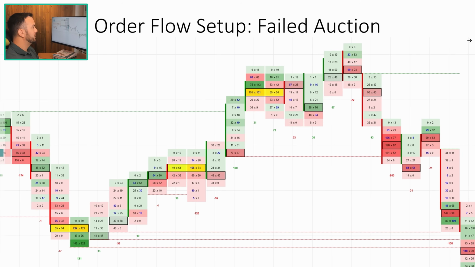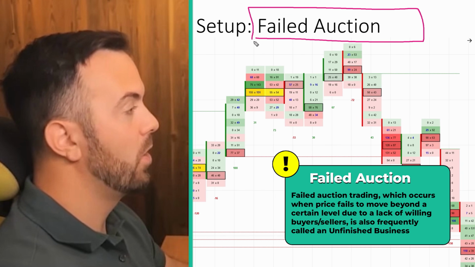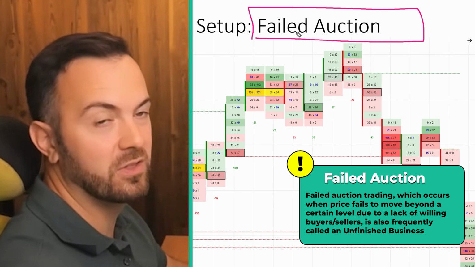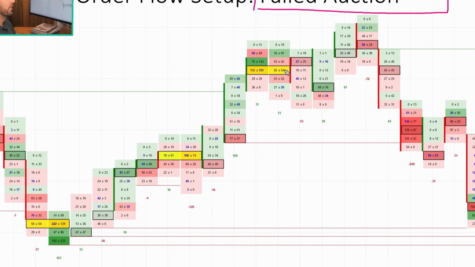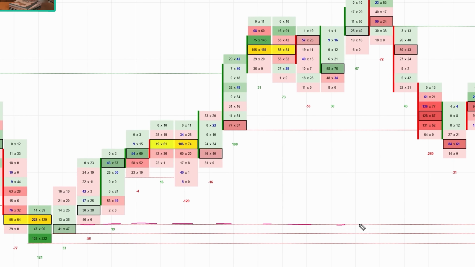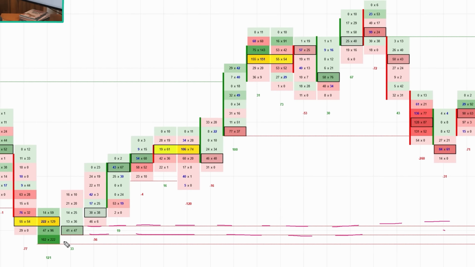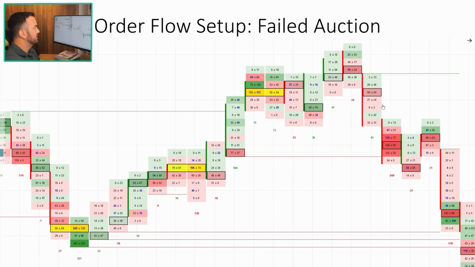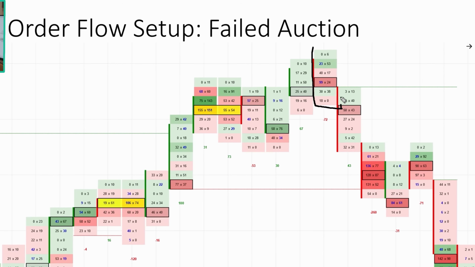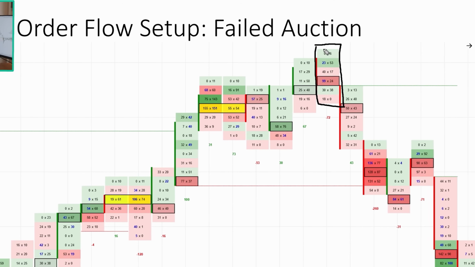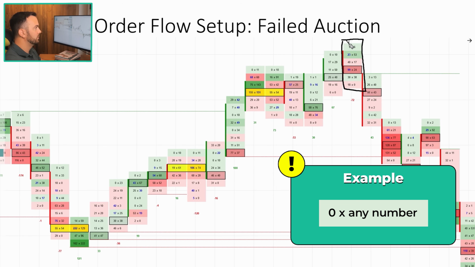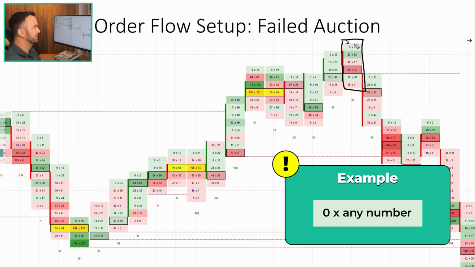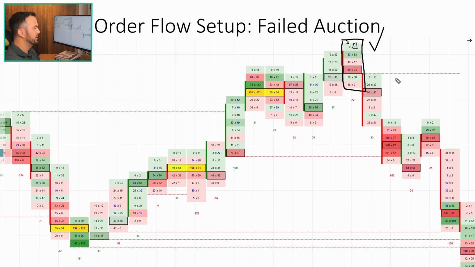The concept I'd like to share with you is the failed auction, or it could also be called the unfinished business. My software draws the failed auction lines automatically, like this red line, and this red line. What the failed auction is all about is that every footprint needs to have its high or low in a certain way. So if you look, for example, at this footprint, then the high needs to look like this. There needs to be 0 at bid, and then some number on ask. This is how it should look, right?